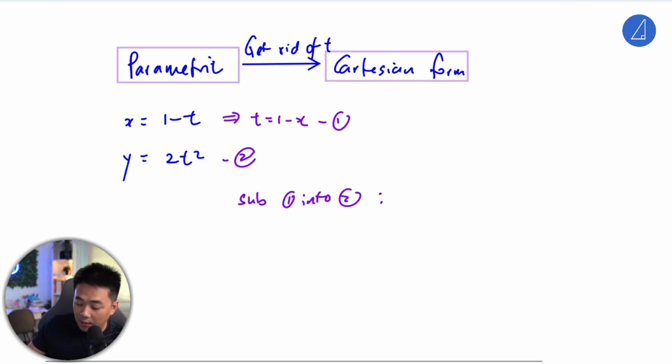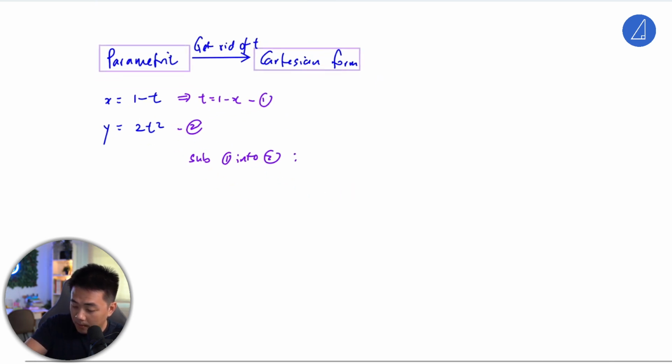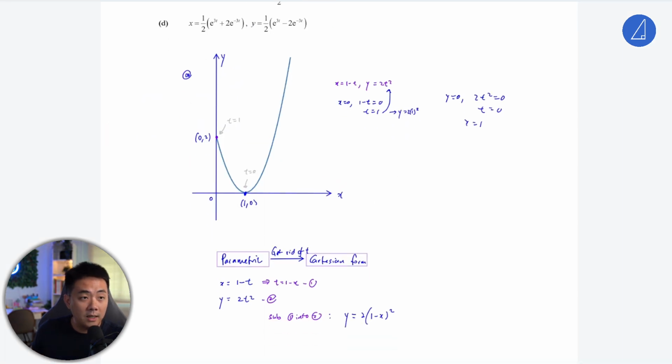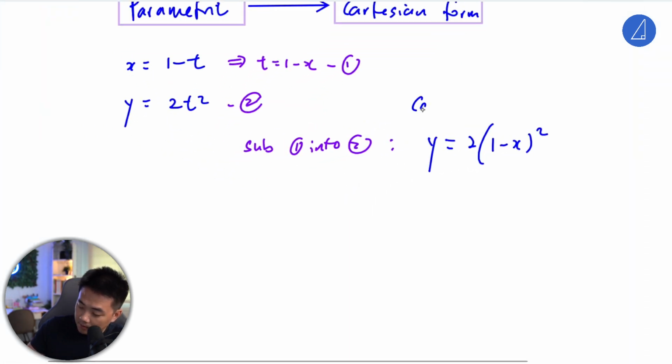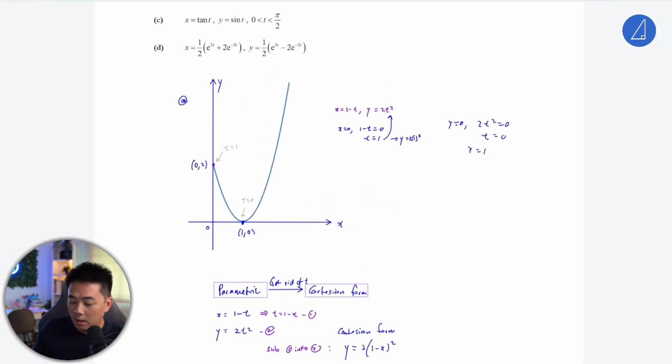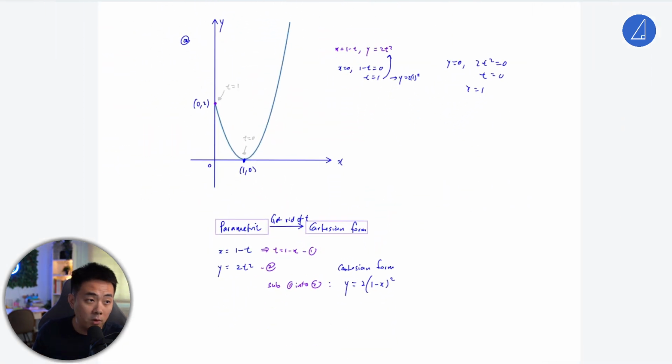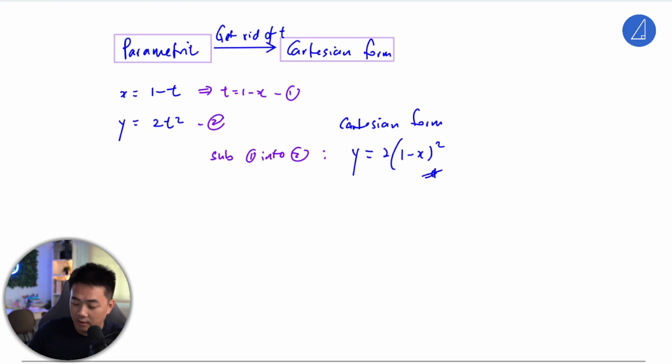Then I will get y is equals to 2(1 minus x) squared. Okay, so this is the Cartesian equation that I'm looking at. So that's the Cartesian form. Of course the Cartesian form doesn't tell you the domain of the graph, but I'm just going to find the Cartesian form here. Okay, so this is the first part.